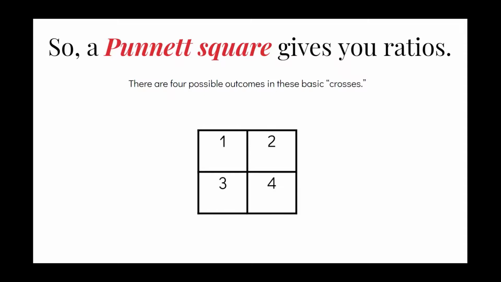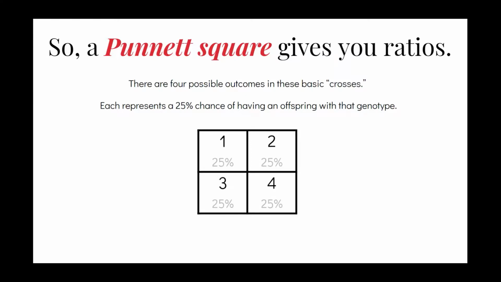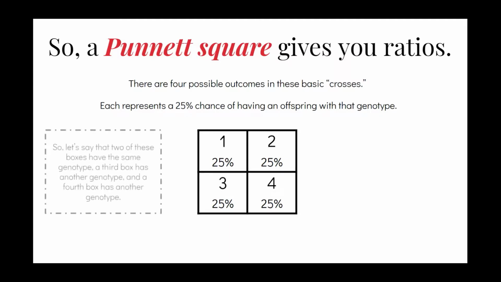So these 4 possible outcomes represent a 25% chance of having an offspring with that genotype. Box 1 is a 25% chance. Box 2 is a 25% chance. Box 3 is a 25% chance. And then box 4 is also a 25% chance. So that's what allows us to work through probabilities. Probabilities tell us the chance that something takes place.